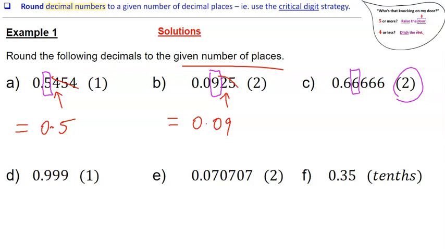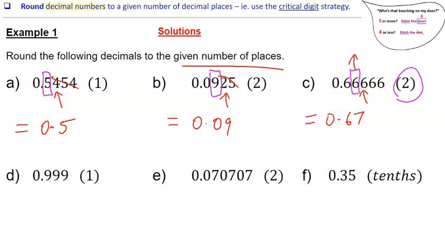Part C. Door, digit, ditty. Who's that knocking on my door? 5 or more, raise the door. Answer, 0.67. Correct to 2 decimal places.